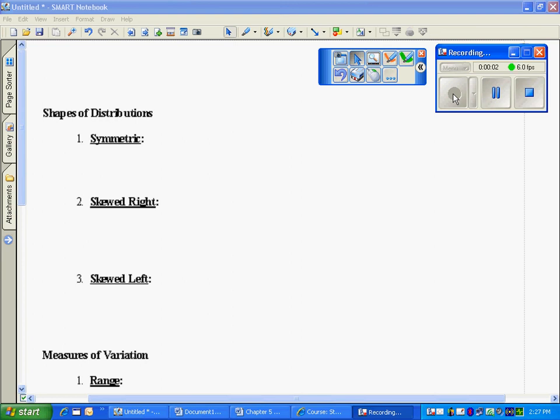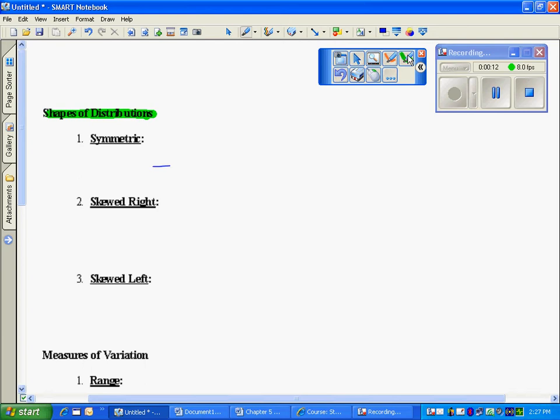This is Lecture 2 for Chapter 5. Now that we know more about our measures of center, we can now focus on distributions or models. The first is symmetric, sometimes known as a bell curve. What happens with a model that is symmetric, we have the mean, or the arithmetic average, the median, as well as the mode, all falling at the same location in the center.